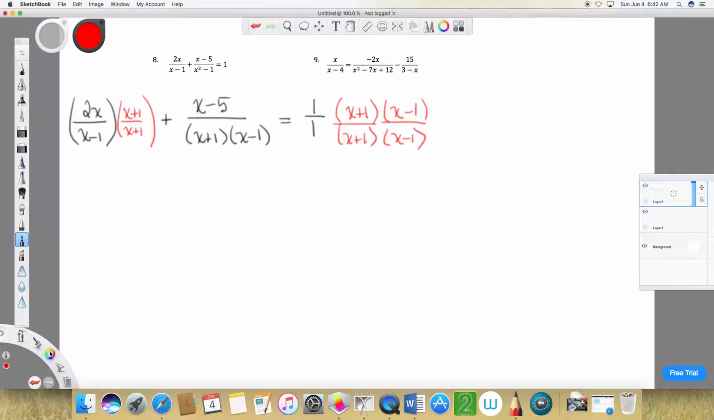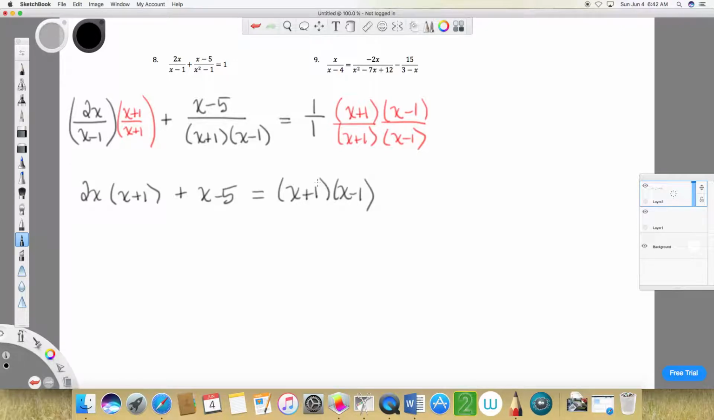So now that I have a common denominator, I can clear the fraction. I can clear these denominators. If I multiply both sides of this equation by that common denominator, all these denominators will cancel. And all I'll be left with is the operations in the numerator. So I have 2x times x plus 1. I have x minus 5. And on the right-hand side, I have x plus 1 times x minus 1.